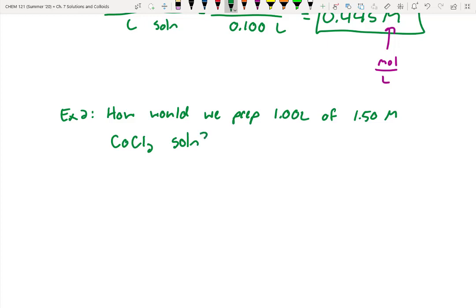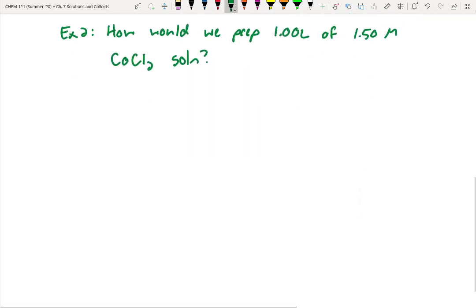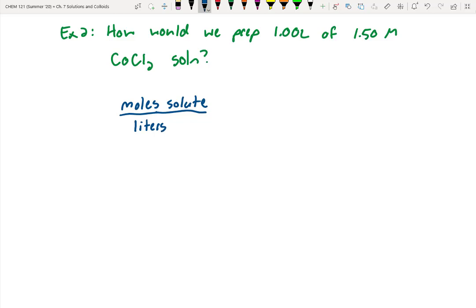So this is a bit more abstract, right? So let's try to work our way through this. Well, we know that we need moles of solute over liters of solution. This equals our molarity.